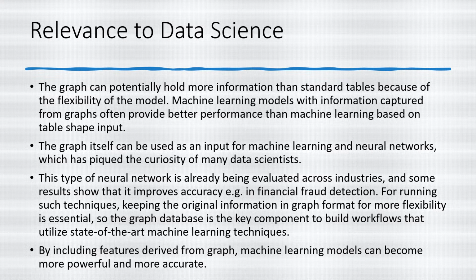This type of neural network is already being evaluated across industry, and some research shows that it improves accuracy. For example, in financial fraud detection, for running such techniques, keeping the original information in graph format for more flexibility is essential. So the graph database is the key component to build workflows that utilize state-of-the-art machine learning techniques. By including features derived from graphs, machine learning models can become more powerful and more accurate.